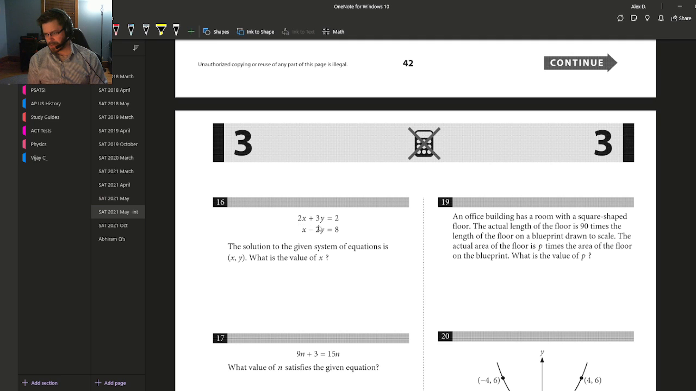Solution: elimination is almost always the best way to go on these. They want the value of x, so let's get rid of y. Multiply by 3, multiply by 2, we get 4x plus 6y equals 4, and 3x minus 6y equals 24. Add them together because adding will cancel the y's. We get 7x equals 28, and x is 4. So the answer there is 4.